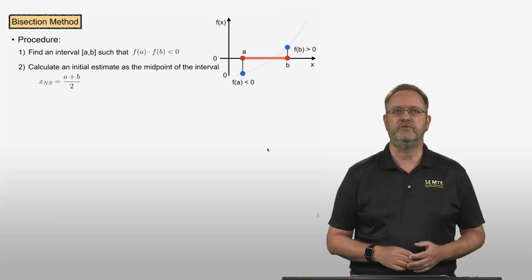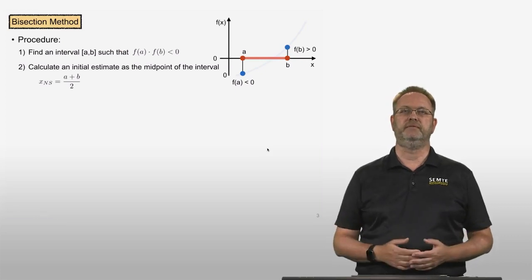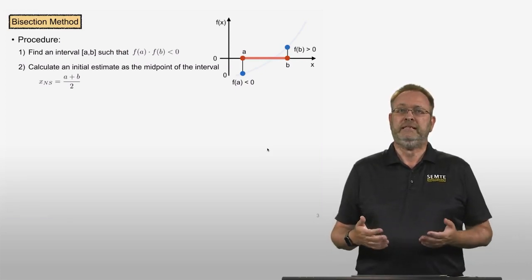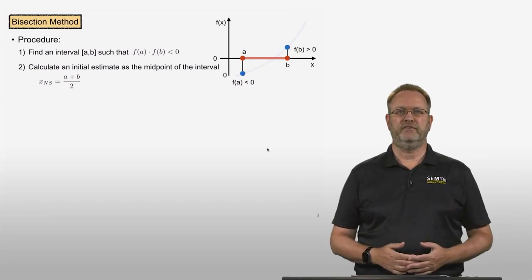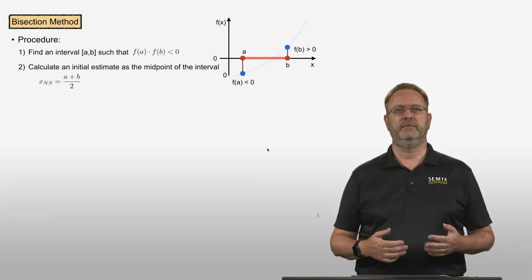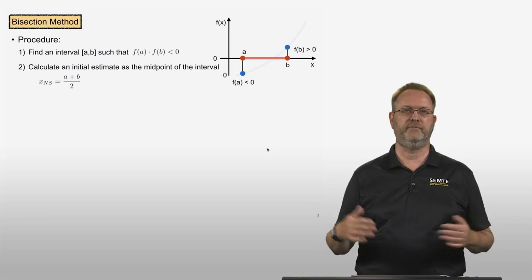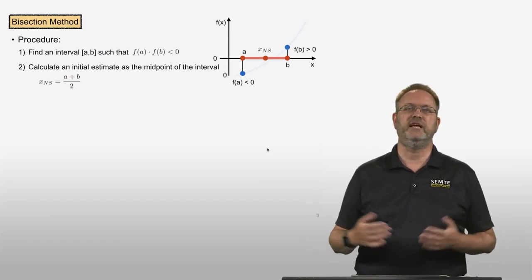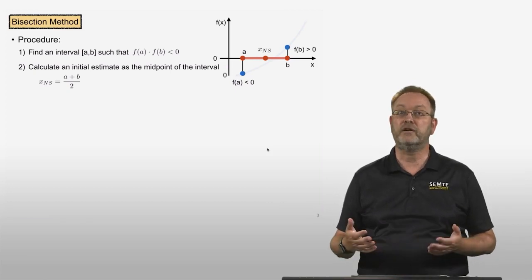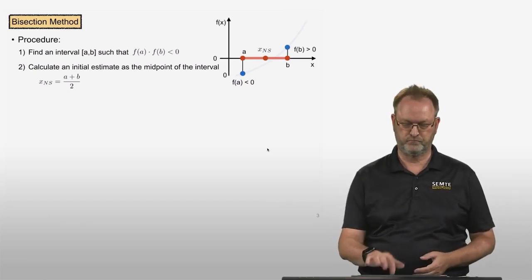The second step is to calculate an initial estimate. How do we do it? Well, we calculate the initial estimate as the midpoint of the interval. So the formula is simple, simply a plus b, the left plus the right bound, divided by 2. That would be our initial estimate for the numerical solution of the root.